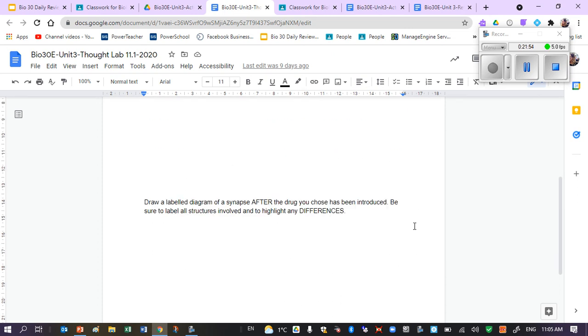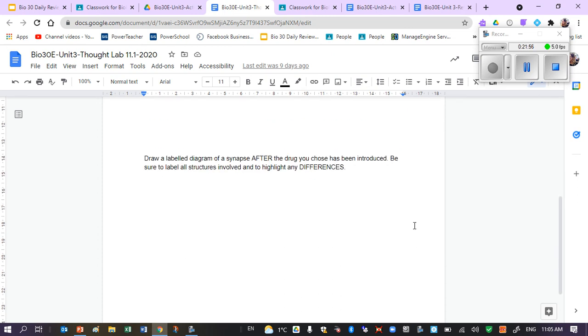Then you are going to draw a synapse again, but after the drug that you chose has been introduced. Really focusing on what's different. Has the drug made there be more of your neurotransmitter in the synapse? Has your drug affected the enzyme that's supposed to break down your neurotransmitter? Has your drug acted as a competitive inhibitor and blocked the receptor for your neurotransmitter?